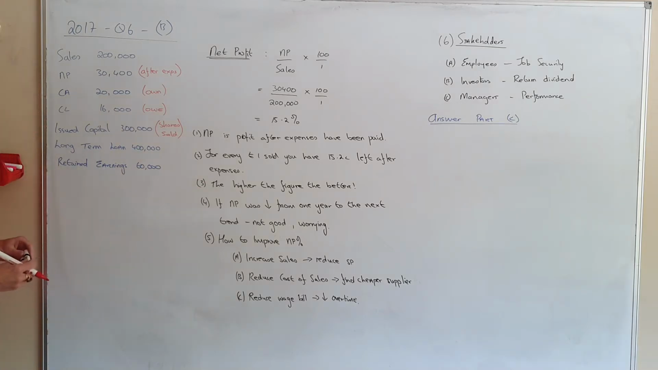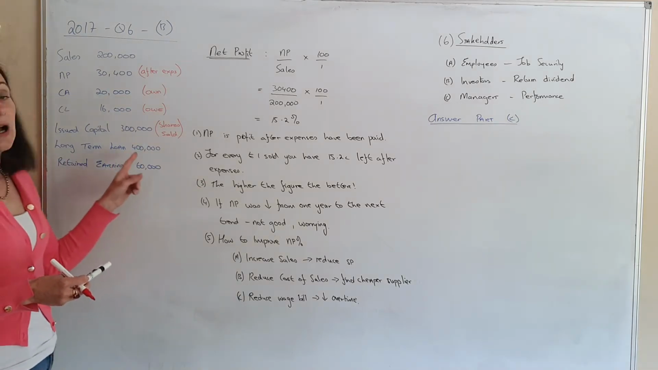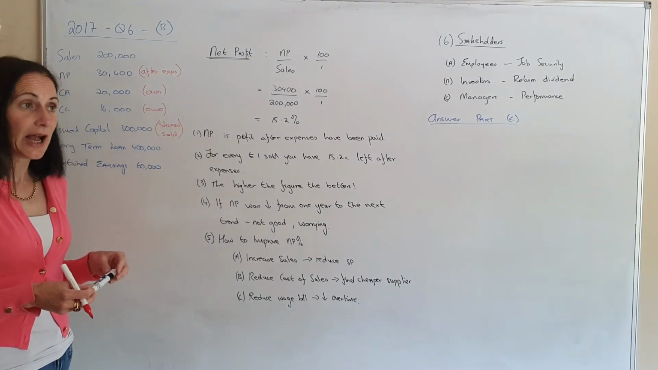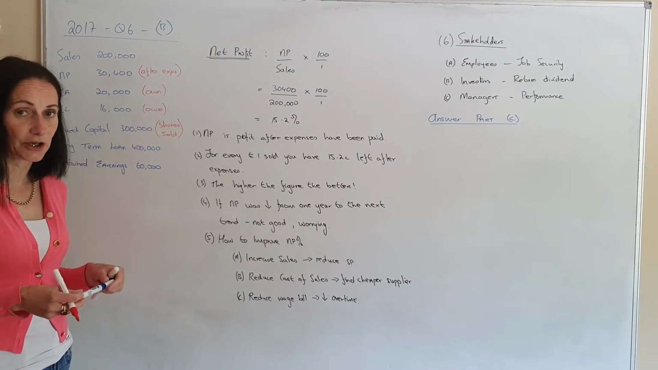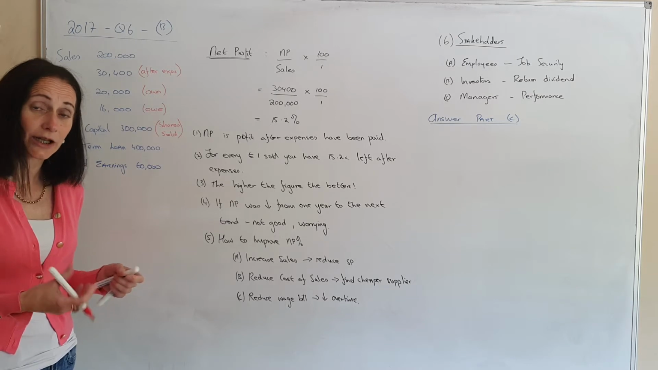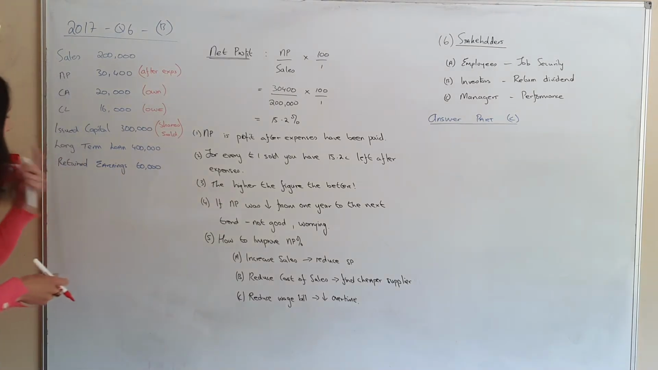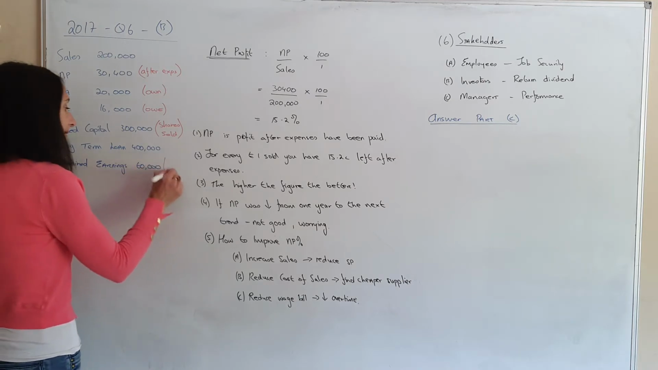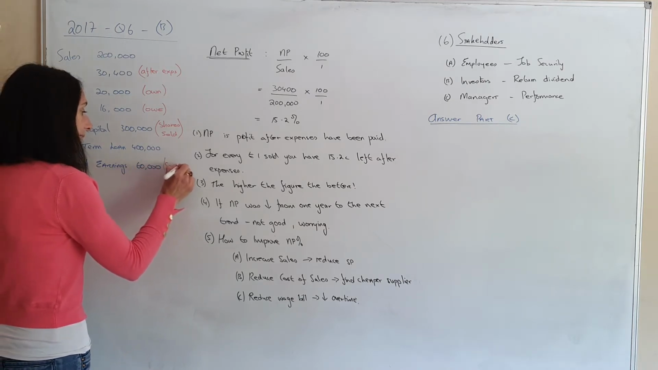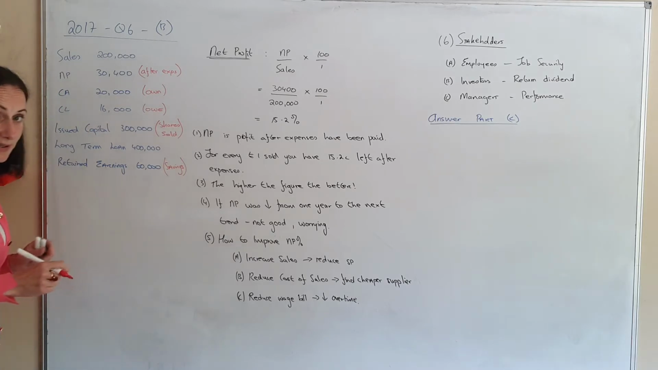Long-term loan, this means that this particular company has borrowed 400,000. It has to be for a long-term purpose because when we did finance, we know when you borrow long-term, it has to be for a long-term need. And retained earnings, this is just a fancy name for the savings that has happened in a business.